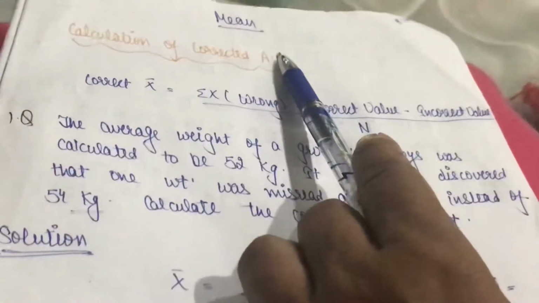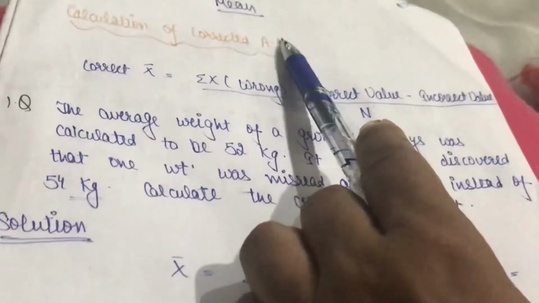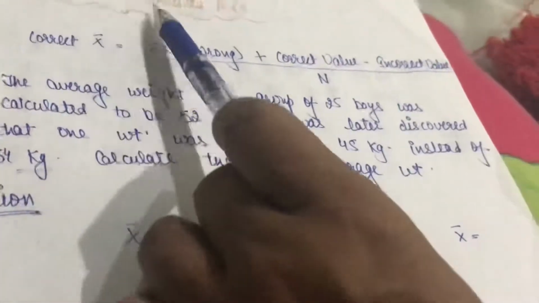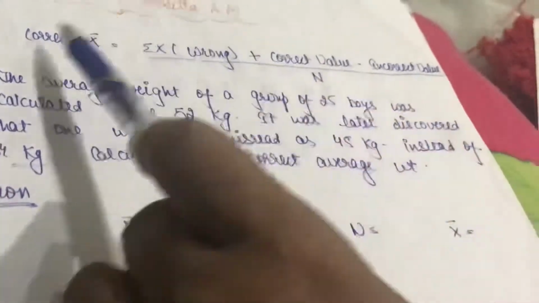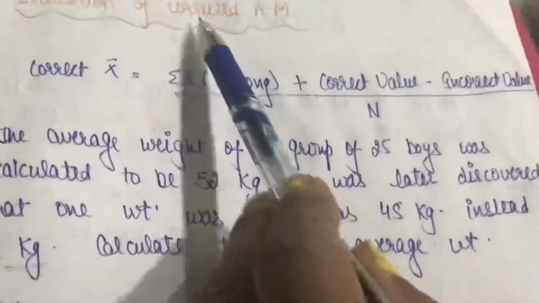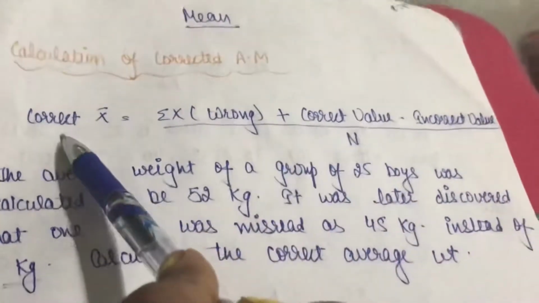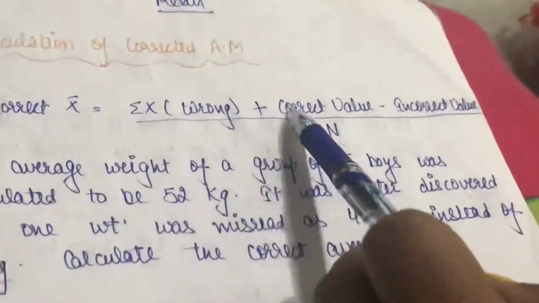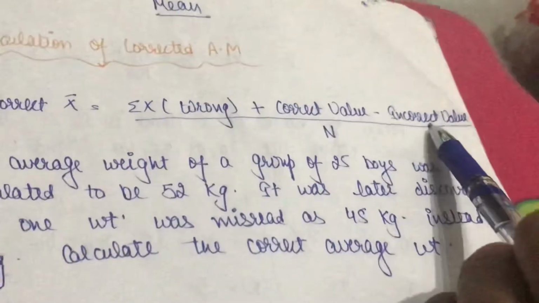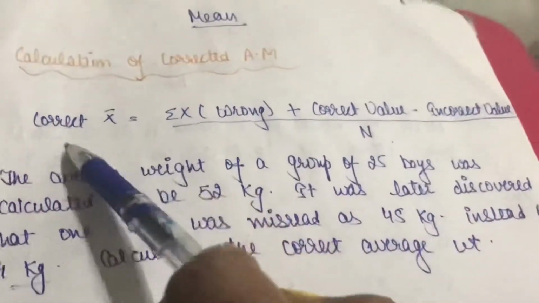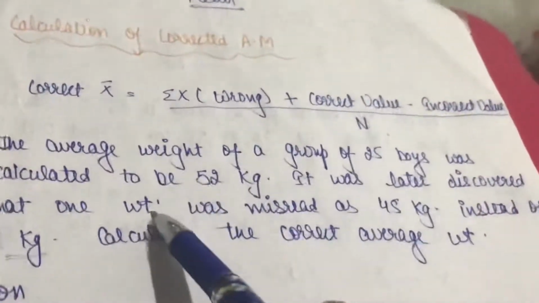Already we have done many numericals of this chapter, that is central tendency of mean. So the next numerical is related to calculation of corrected arithmetic mean. As told you earlier also, whenever you are doing any numerical, first learn the formula. This is the formula of this topic: corrected mean is equal to sigma x wrong value plus corrected value minus incorrect value, divided by number of items. So students, your first task is to learn this formula, and then you are ready to do the numerical.